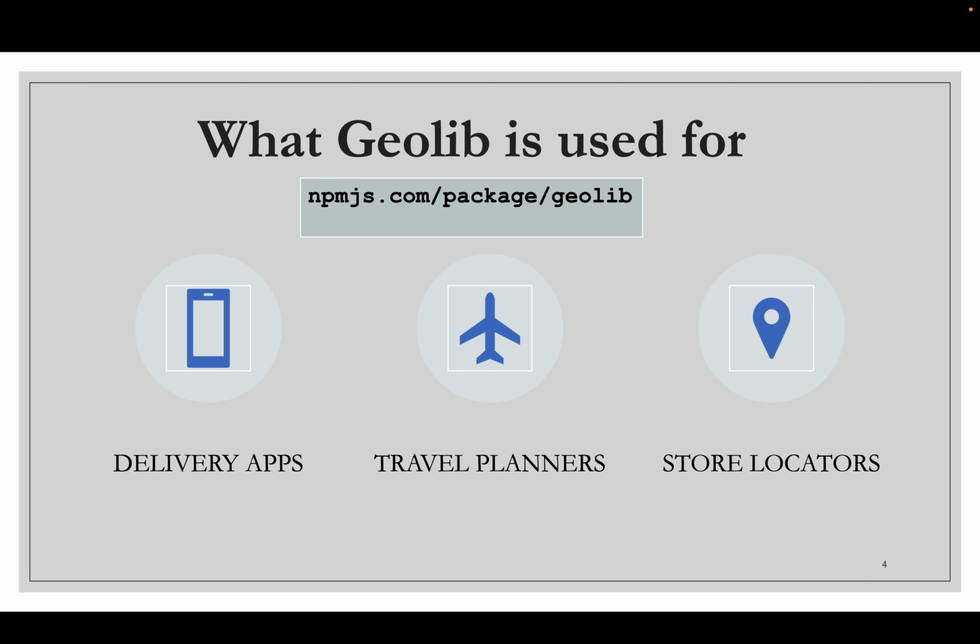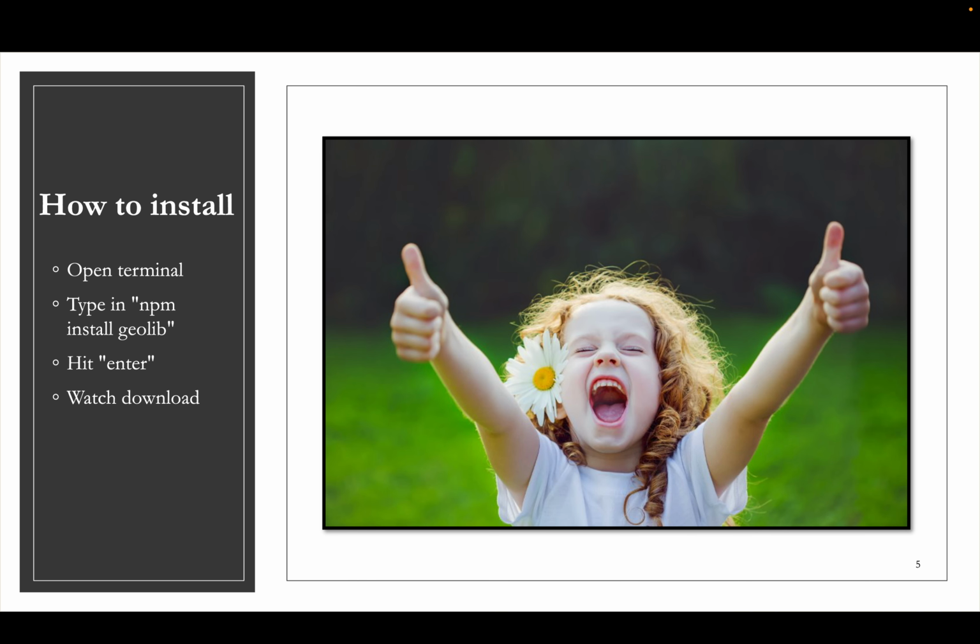The cool thing is GeoLib is lightweight and zero dependency, so it won't slow down your app or require you to install a bunch of packages. You can find this on npmjs.com to learn more about this package. How to install? Installing GeoLib is simple. Open up your terminal, type npm install geolib, hit enter, and watch it download. That's it. You're ready to use it in your project.